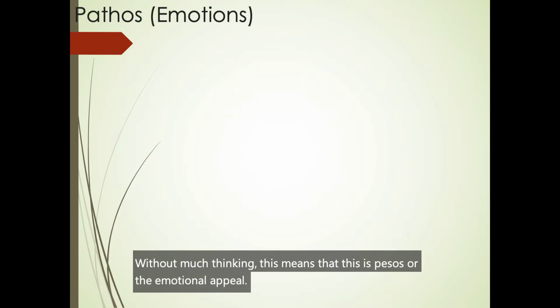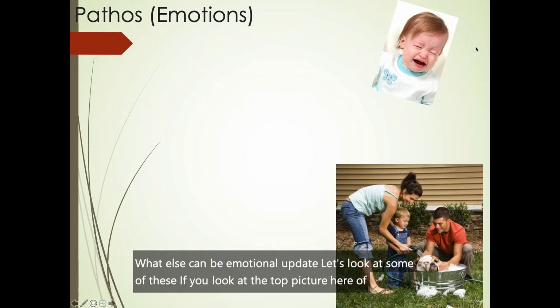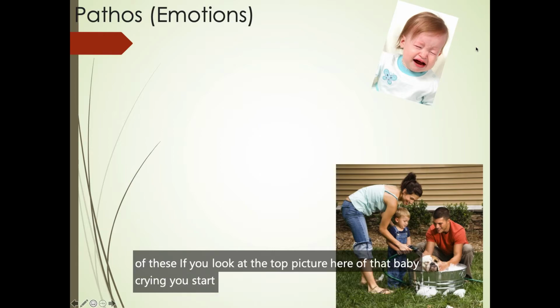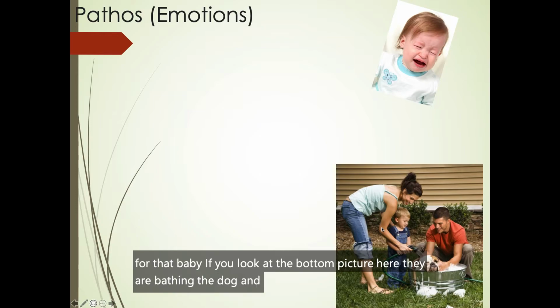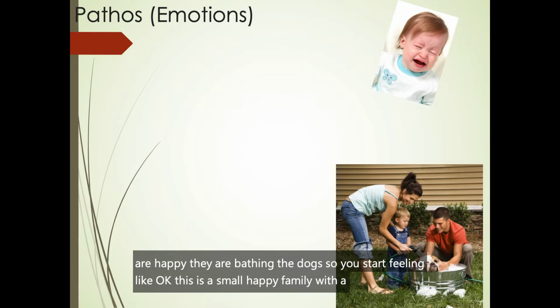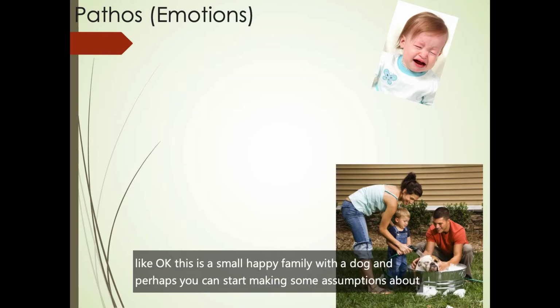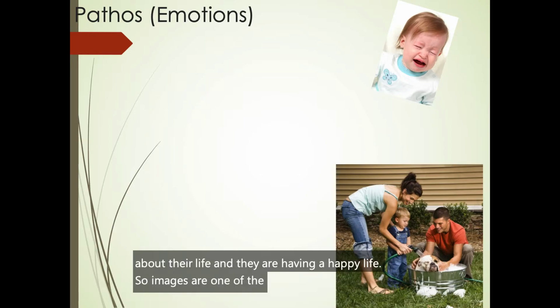What else can be emotional appeal? Let's look at some of these. If you look at the top picture here of that baby crying, you start feeling, oh, and then you start feeling sad for that baby. If you look at the bottom picture here, they are bathing the dog and they are a family of three, they are happy, they are bathing the dog. So you start feeling like, okay, this is a small, happy family with a dog, and perhaps you can start making some assumptions about their life and they are having a happy life. So images are one of the very important tools that contribute to the pathos or that stir some emotions in you.